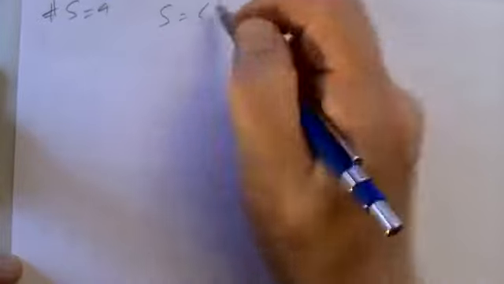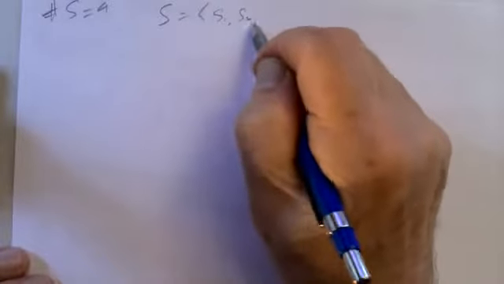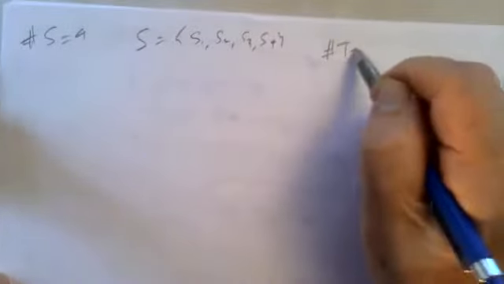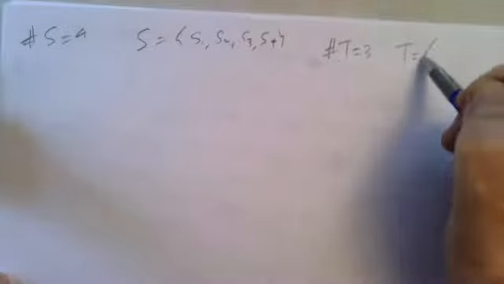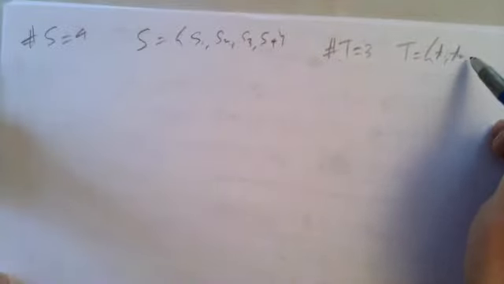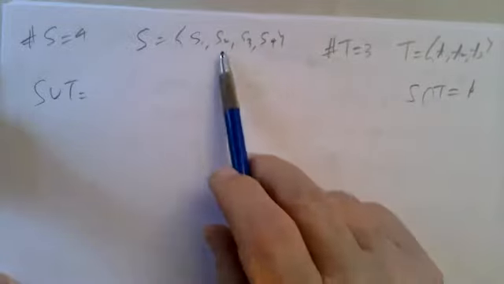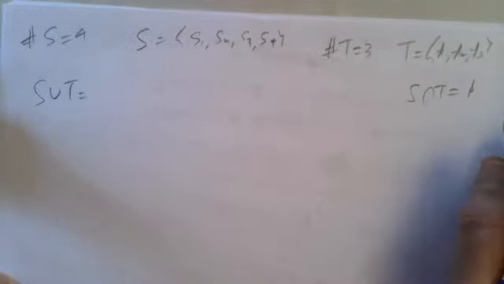So for example, suppose the size of S is 4. So S maybe consists of the elements S1, S2, S3, S4. And the size of T is 3. So maybe T consists of the elements T1, T2, T3. So S intersect T is empty. None of these elements is equal to any of these elements.